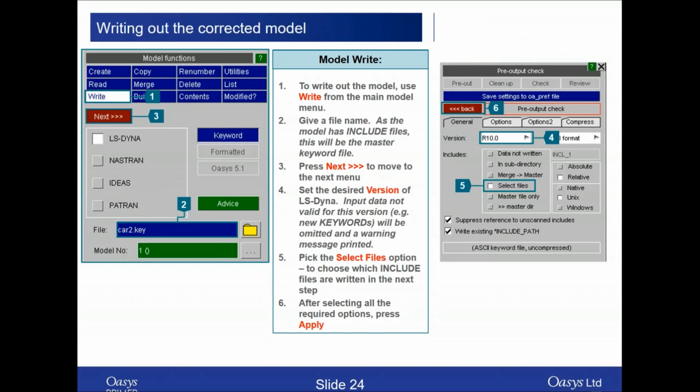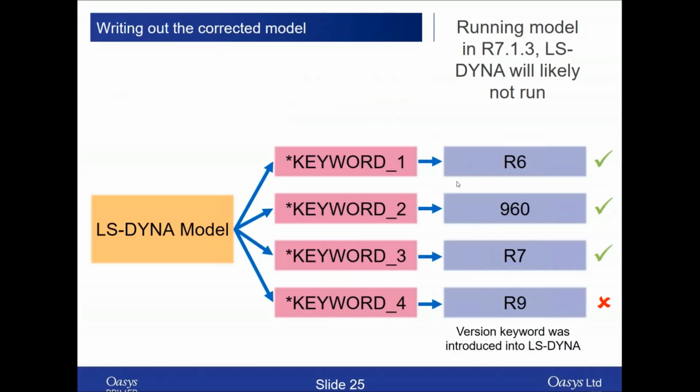So when you write your model out, Primer will check all this and it will give you a warning if you are trying to use a keyword that isn't supported in the version of Dyna you're running in. Okay. So to try and summarize that in a bit of a diagram, let's say you've got an LS-DYNA model where you've got keyword 1, 2, and 3 in there. Let's say keyword 1 was added into R6, keyword 2 was added into 960, keyword 3 was added into R7, and keyword 4 was added into R9. Let's say you want to run in R7.1.3. So LS-DYNA will likely not run because this keyword 4 is not supported.